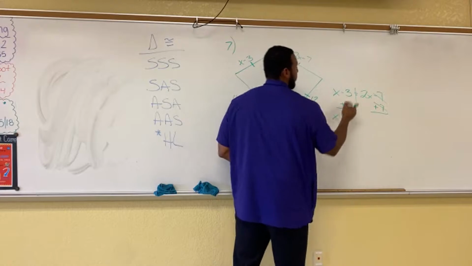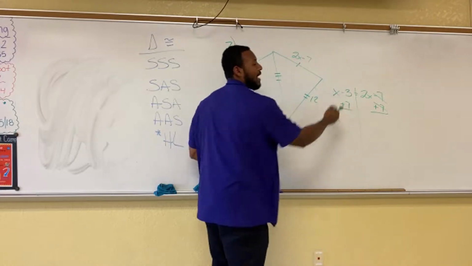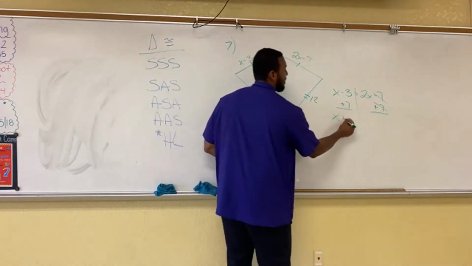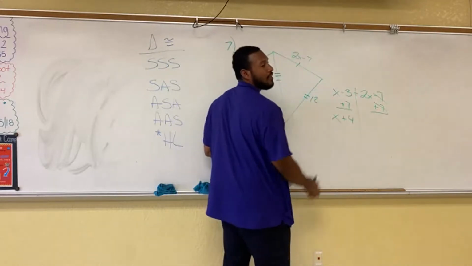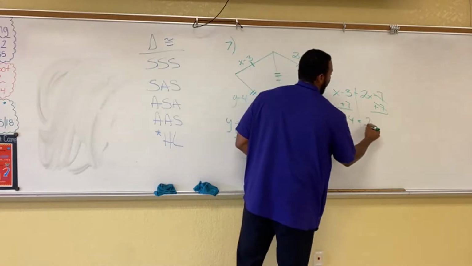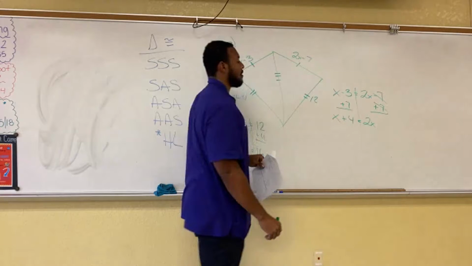So x, what's minus 3 plus 7? Plus 4. Yes, plus 4, right? Because the signs are different, so you subtract 7 minus 3, keep the sign of the bigger number. Plus, right? Equals x. Now what can I do here?